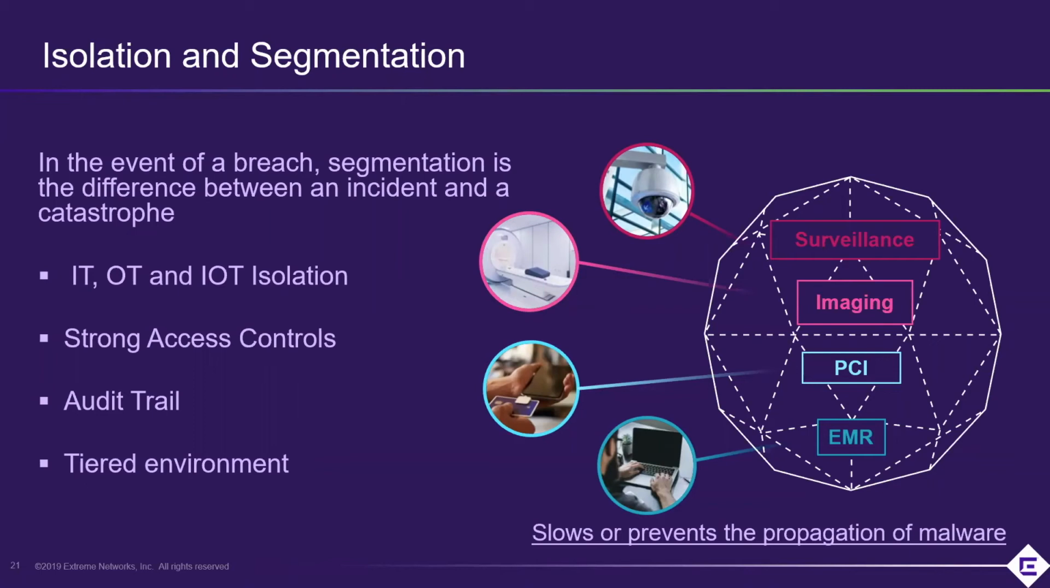So here we show surveillance, imaging, PCI, and EMR shown as individual segments separating the actual domains of interest very effectively. This is really the way that you can create an environment that would be the difference between just a simple incident of infection and a total catastrophe where it propagates throughout your whole system environment.